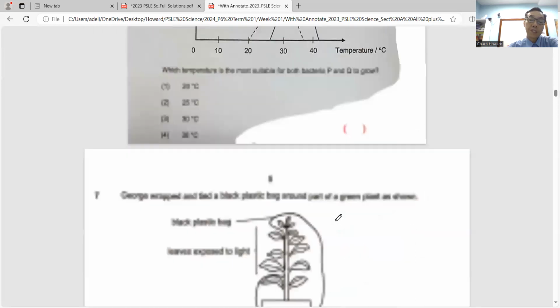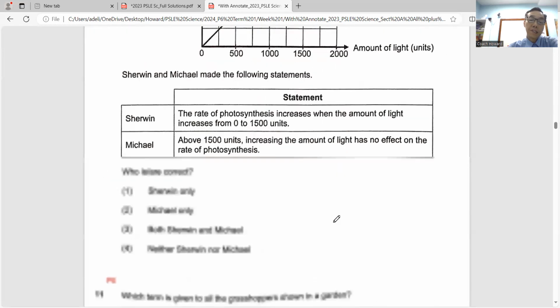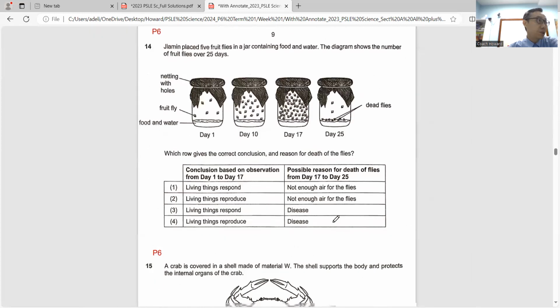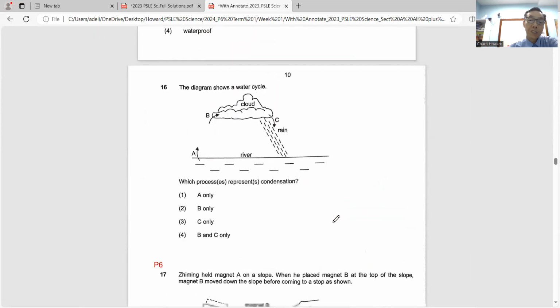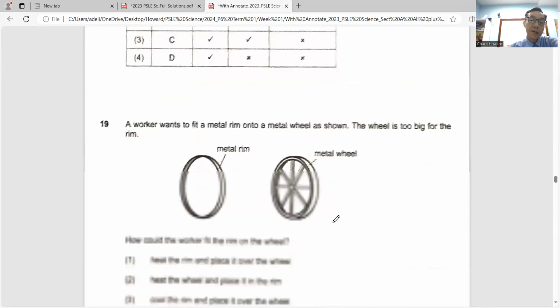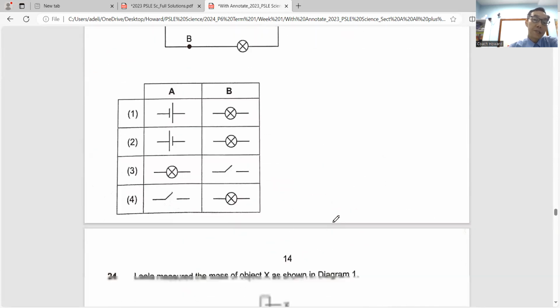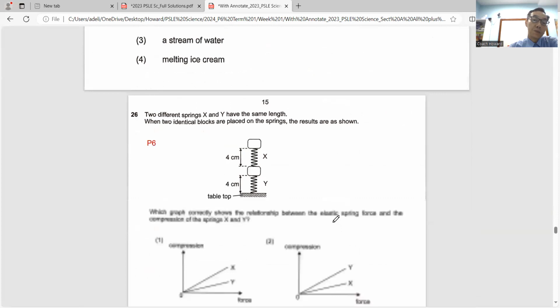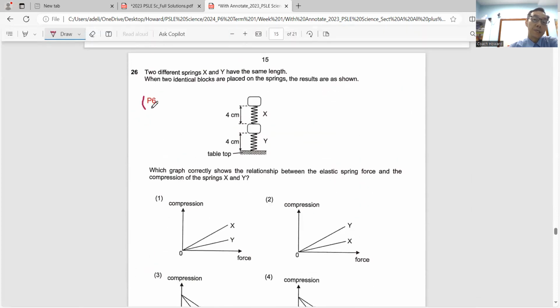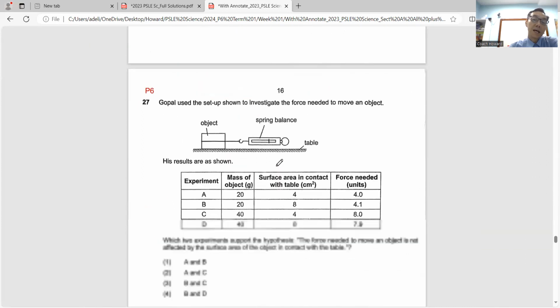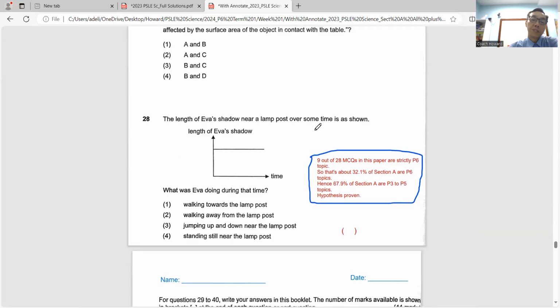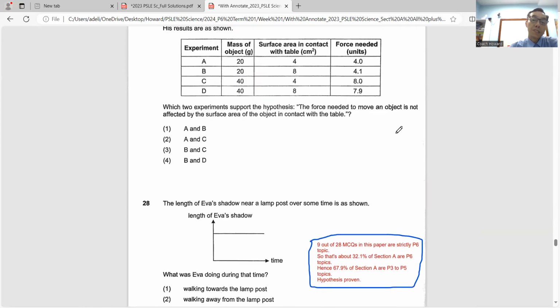There are actually 28 questions here. And then do it within 45 minutes. Okay, ideally, you should complete Section A, the 28 questions, between 40 to 45 minutes. Okay, do not do it too fast, because if you do it too fast, you may be careless in answering the questions. So notice this is a P6 question. I label here P6. So altogether, there are only 9 P6 questions. The rest are actually P5 questions. So I have put here 9 out of 28 questions are strictly P6. So I would like you to complete this exercise.